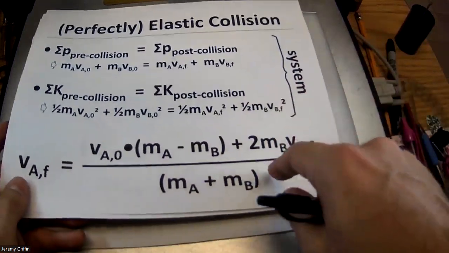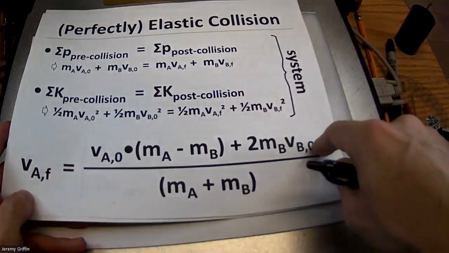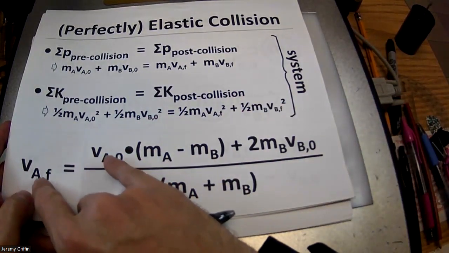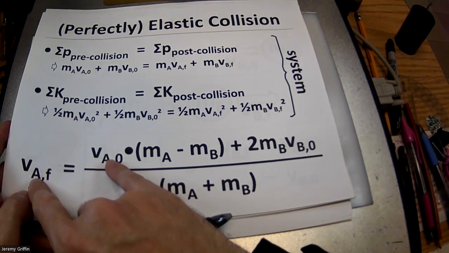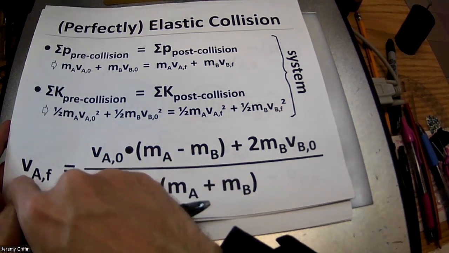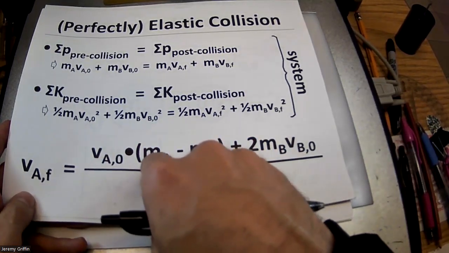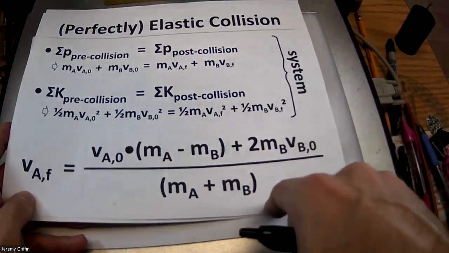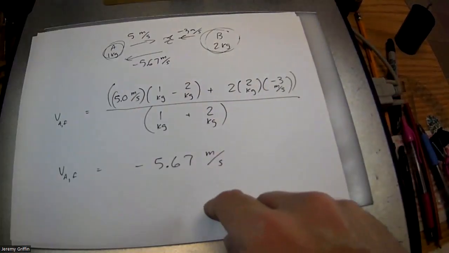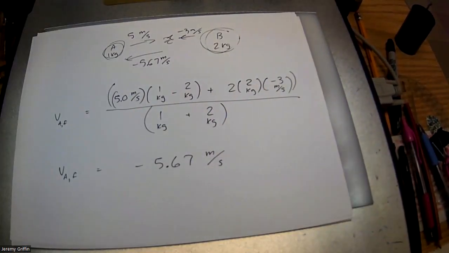A third way you could do it is you could look at this general solution here, and you could just change the definition of what's object A and what's object B. It's a little bit creative way to do it, but you could say VB final equals VB initial times mass B minus mass A. You know, just like swap all the subscripts. Go about it that way. Okay. And again, no matter how you do it, you get the same answer. You guys get that?